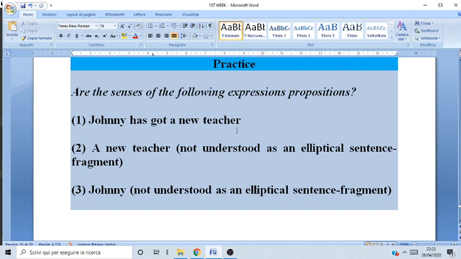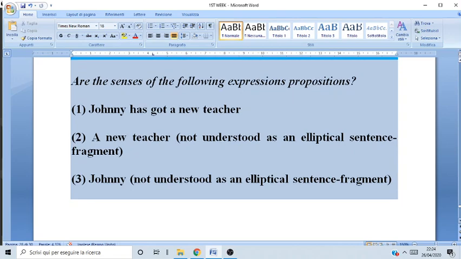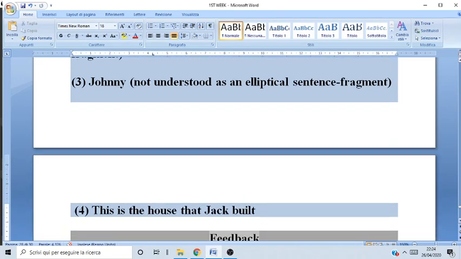Johnny got a new teacher. A new teacher, just like that. No verb, no nothing. Johnny. And number 4, this is the house that Jack built.